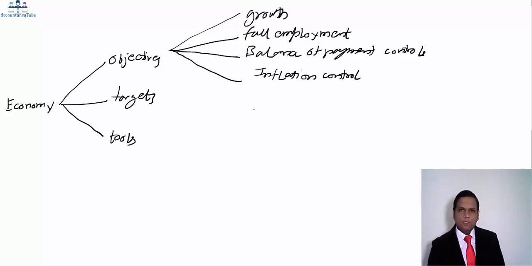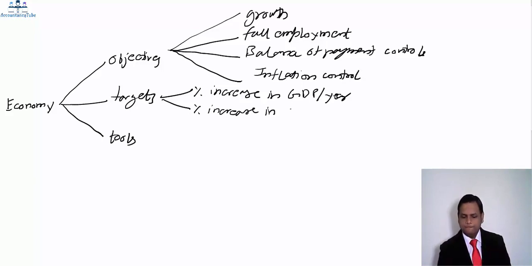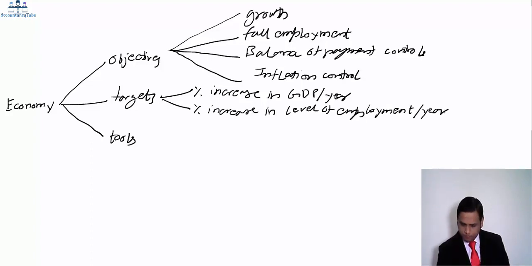Now, assuming these are the objectives which the government intends to work on, it can set targets such as a percentage increase in GDP per year, or it could be a percentage increase in the level of employment per year, and so on.